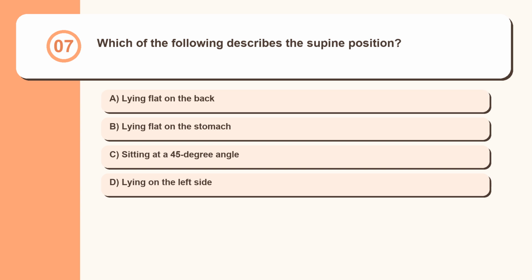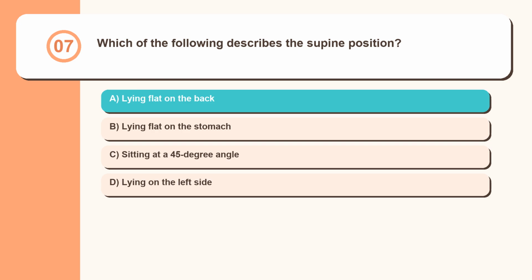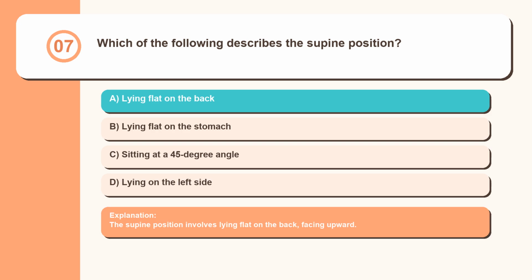Question 7. Which of the following describes the supine position? Lying flat on the back, lying flat on the stomach, sitting at a 45-degree angle, lying on the left side. The supine position involves lying flat on the back, facing upward.